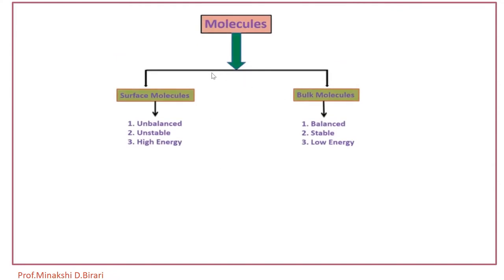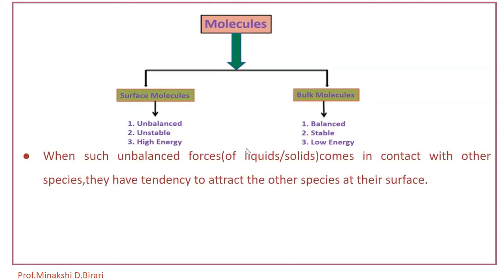So we can summarize that the molecules are of two types, surface molecules and bulk molecules. Surface molecules are unbalanced, unstable and have higher energy, whereas bulk molecules are balanced, stable and have low energy. So it is known that there is a tendency for the free energy to decrease. Any surface possesses free energy or surface tension and thus is ultimately responsible for the phenomenon of adsorption.